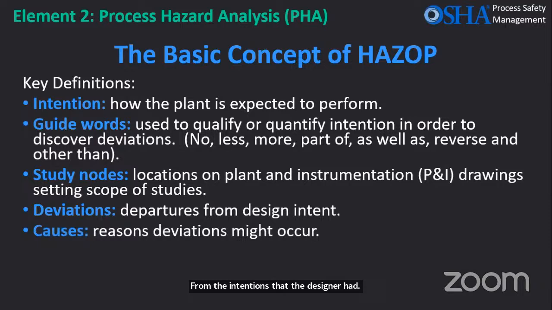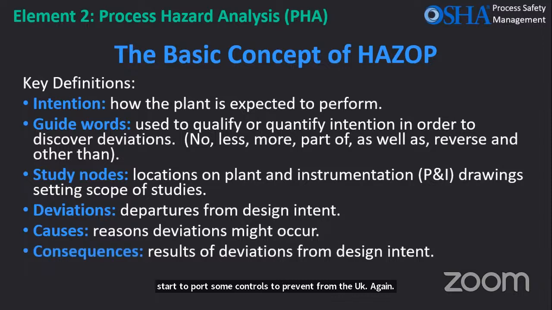Causes. The cause is the reason deviations might occur. If you have already discovered the deviation, you need to know what caused this deviation, to start to put some controls to prevent this cause from recurring.